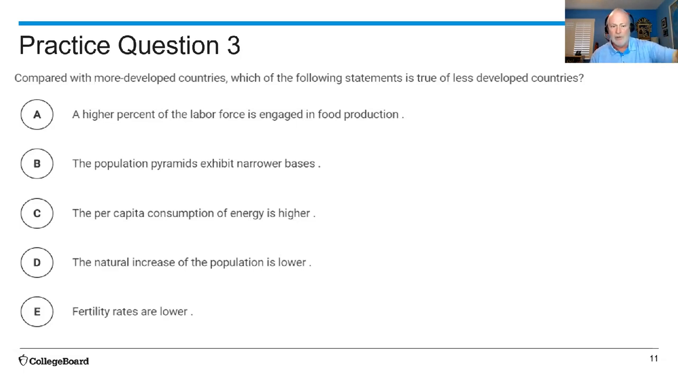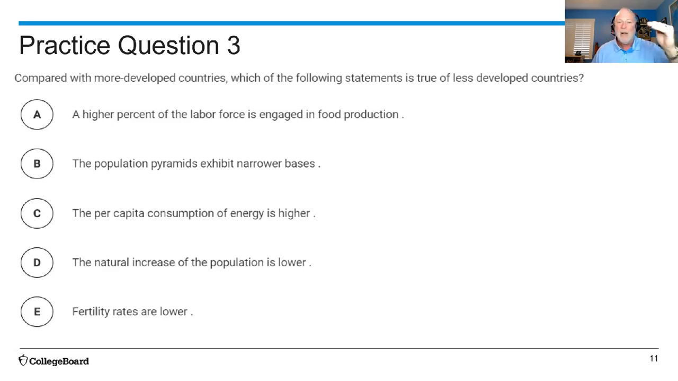So you look at your answer choices, and E is talking about fertility. That's a distractor there. Well, first of all, the less developed countries' fertility should be a little bit higher, not lower. So we know it's not that. The natural increase is lower. We know it wouldn't be lower. It'd be a little bit higher, even though there's a lot of improvement in those countries, in those categories, right? Per capita consumption of energy. No, because again, they're poor. So when you look at that, population pyramids are narrow. No, we know the base would be a little bit wider. We know that from Unit 2. And hopefully you watched some of those AP Daily videos.